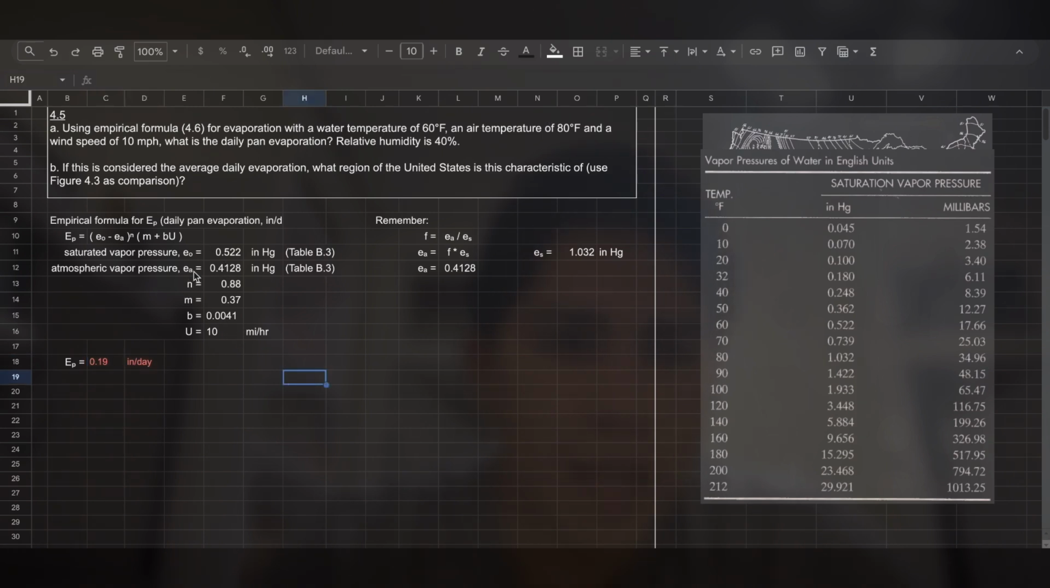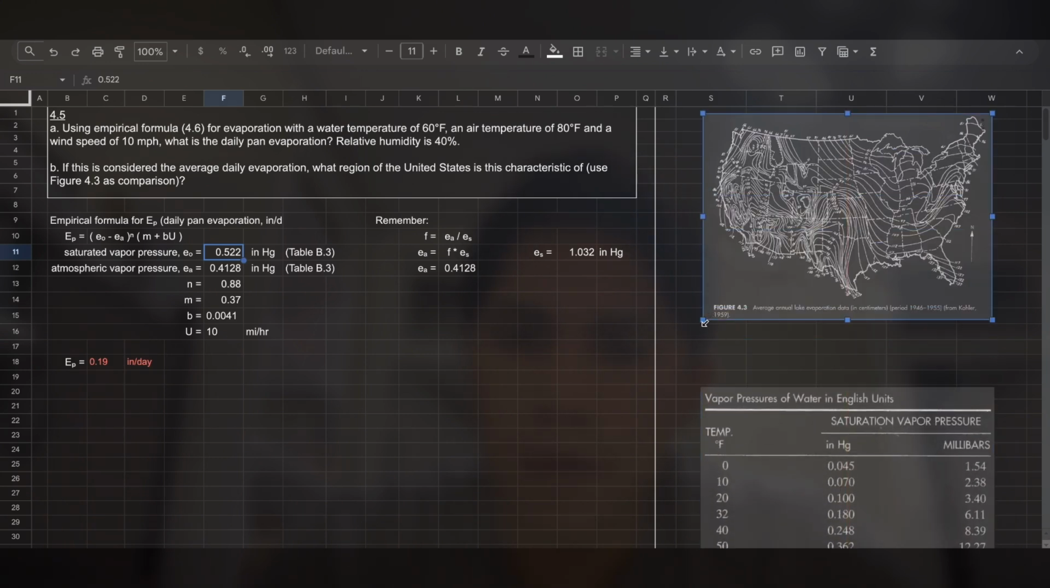Remember that to solve for EA, you have to use this equation if you are given the relative humidity. E sub O, which is the saturated vapor pressure, you can just get from the given temperature, from the table. Now for part B, if this is considered the average daily evaporation, what region of the United States is this characteristic of? Use figure 4.3 as comparison.